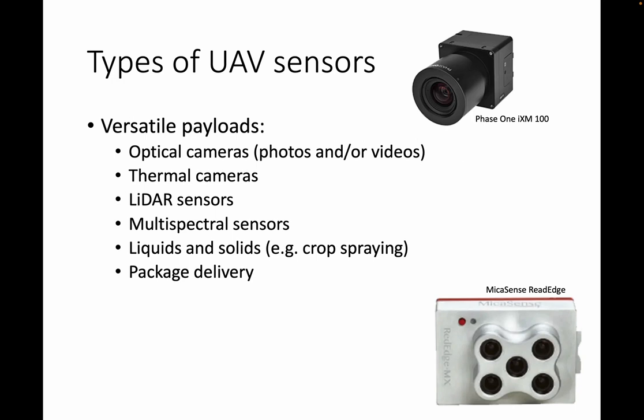So if there are many different purposes, you know that there are many different payloads, many different things that drones can carry. There are obviously cameras and video cameras that drones carry, and many of us are familiar with those. There are also different types of sensors, such as thermal sensors, LiDAR sensors, multispectral sensors. We'll be using some of these in this class. There are actually application drones that spray liquids or solids for various purposes, such as crop spraying. Package delivery is one new way that drones are being used. Amazon is using package delivery to deliver medical supplies, for example, to people who are in need.